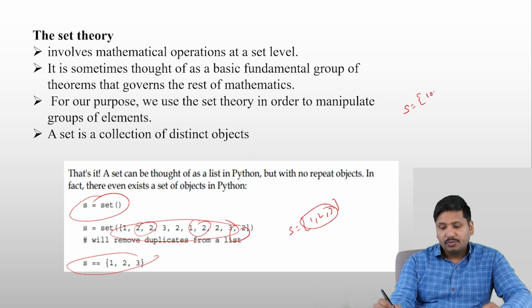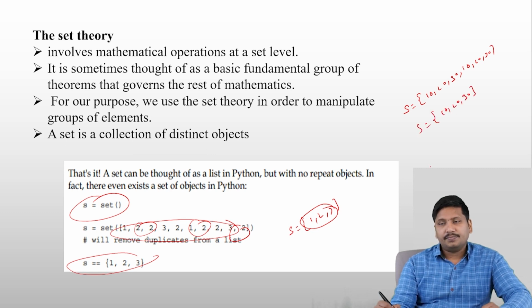Suppose I have the set 10, 20, 30, 10, 20, 30. This set can simply be written as the set of values 10, 20, 30. No need of repeating that.